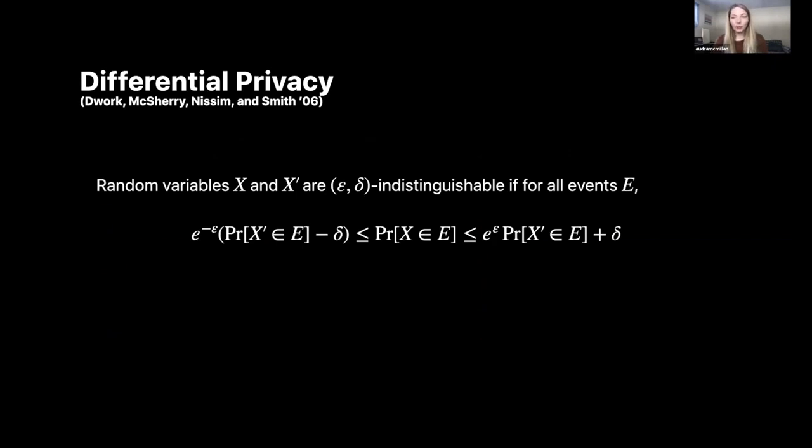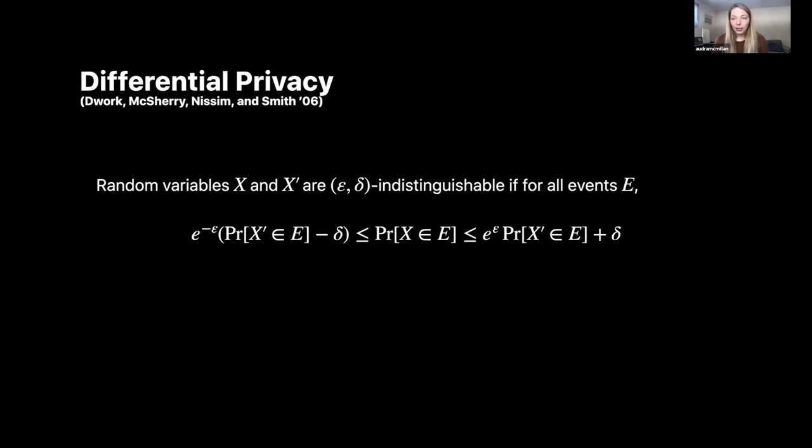Okay, so what does it mean to not be able to confidently guess whether the input was P or P prime? We're going to use a notion of closeness between random variables. I'm going to say two random variables are epsilon-delta indistinguishable if, for all events in the output space, the probability of seeing that event if you're sampling from X is about the same as the probability of seeing that event if you're sampling from X prime.